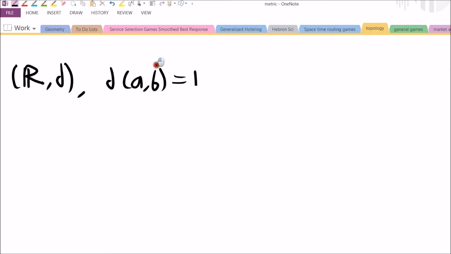Okay then, probably the simplest example of a metric space is where we have the set of real numbers and our metric or distance measure d is the absolute value function. So d(a,b) is equal to the absolute value of the difference between a and b. For example, the absolute difference between 7 and 3 would be 4.